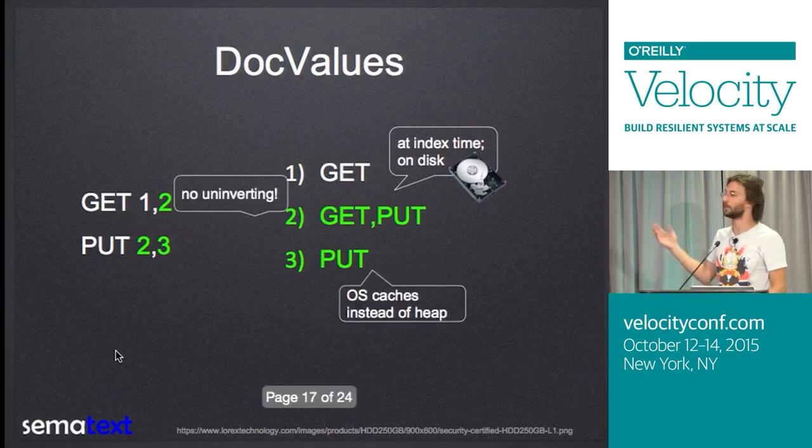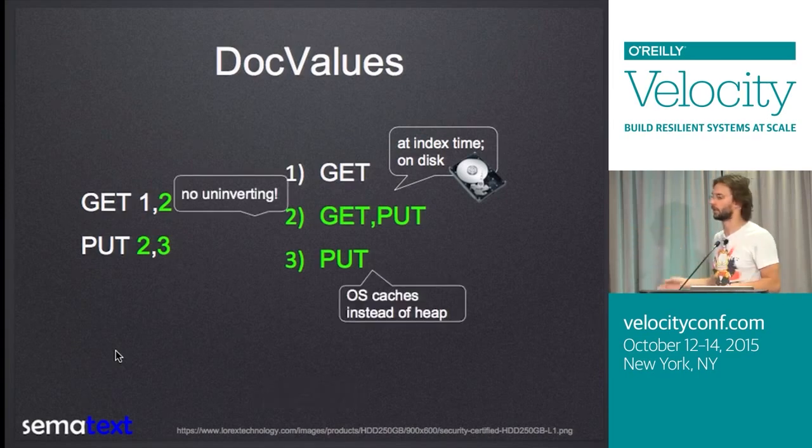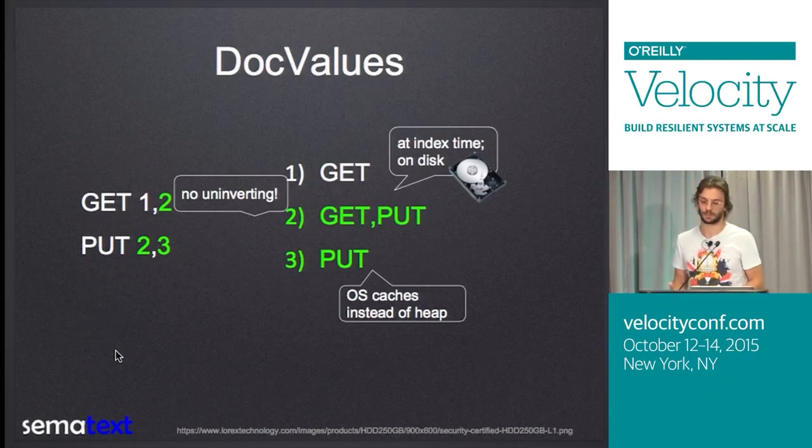You don't have to do any uninverting for your first query. And then the operating system can be smart and just pull out bits of your index as it needs them and keep them in the operating system caches. So this is much more efficient than field data for pretty much all use cases, certainly for logs.